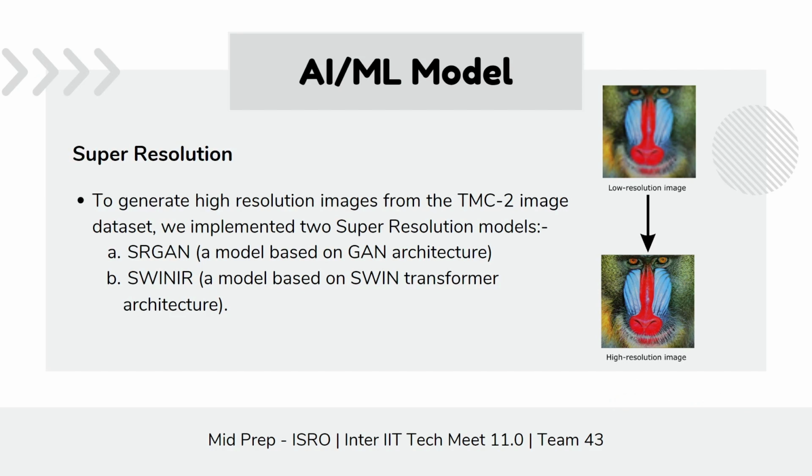The process of getting a high resolution image from a low resolution one is termed super resolution. We use two models for super resolution, namely SRGAN, an architecture based on generative adversarial networks, and SwinIR, based on Swin transformers.